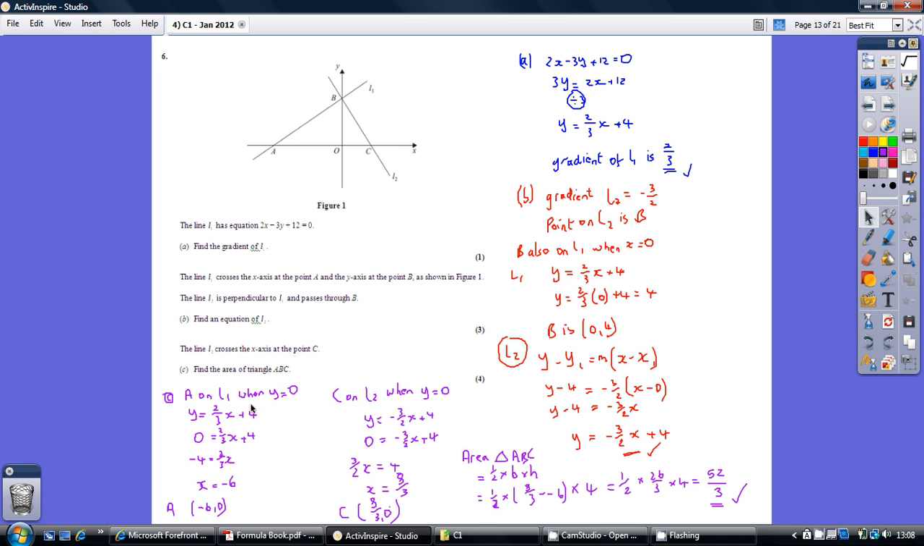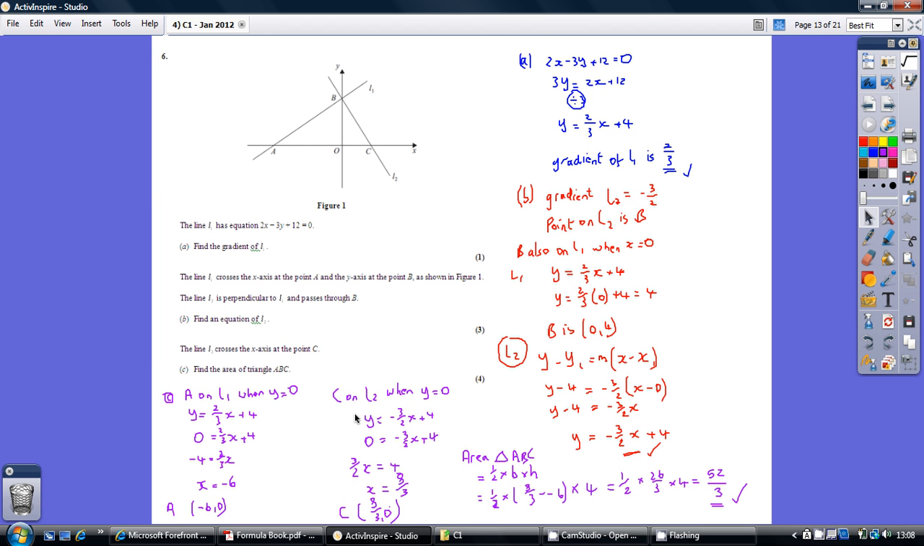Now A is on L1 when the y coordinate is 0, so if we substitute y being 0 into our L1 equation, we get x being minus 6, so A is the coordinate (-6, 0). C is on line L2, but also when the y coordinate is 0. So substitute 0 into our L2 equation, we get x being 8/3.